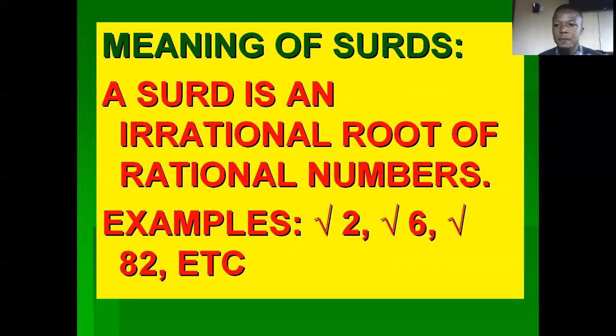When the term surd is mentioned, what comes to your mind? A surd is an irrational root of rational numbers. Now, a brief review of rational and irrational numbers, because it's important you know them for proper mastery of the concept of surds. Rational numbers are those numbers that can be expressed as a ratio of two integers, while irrational numbers cannot be expressed as a ratio of two integers.